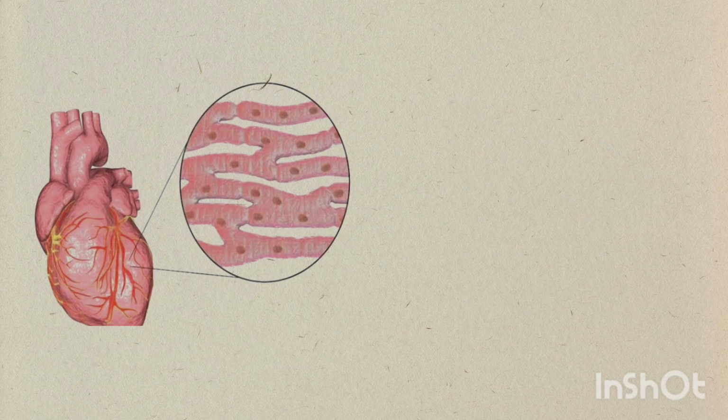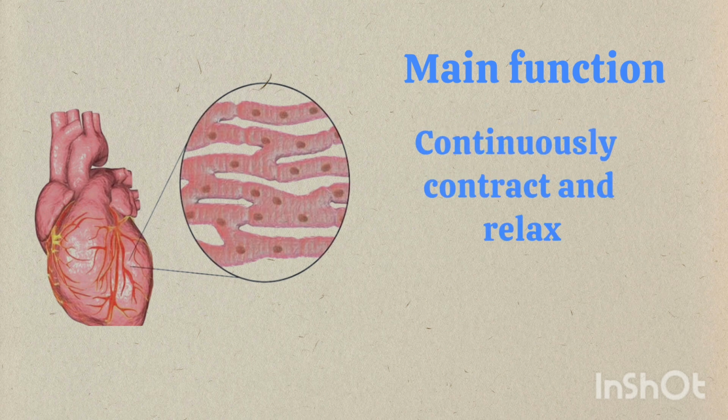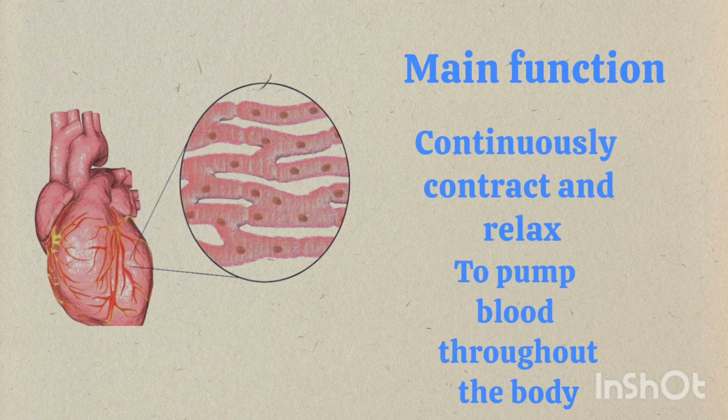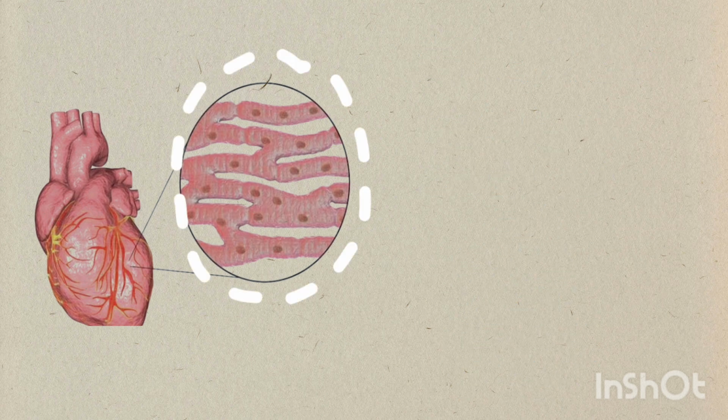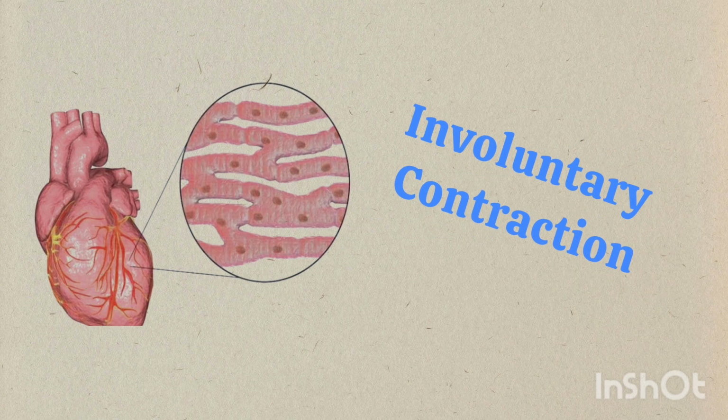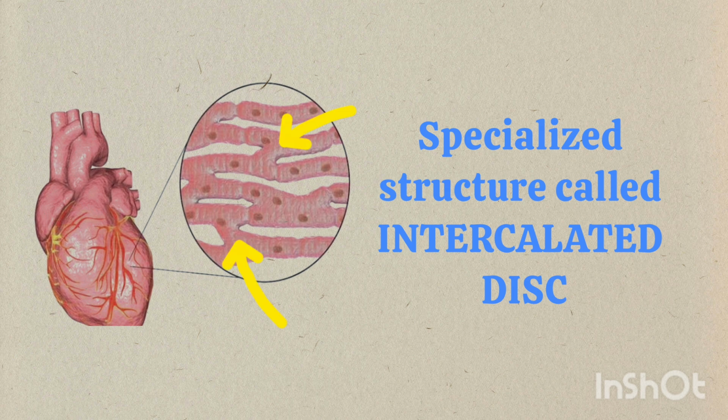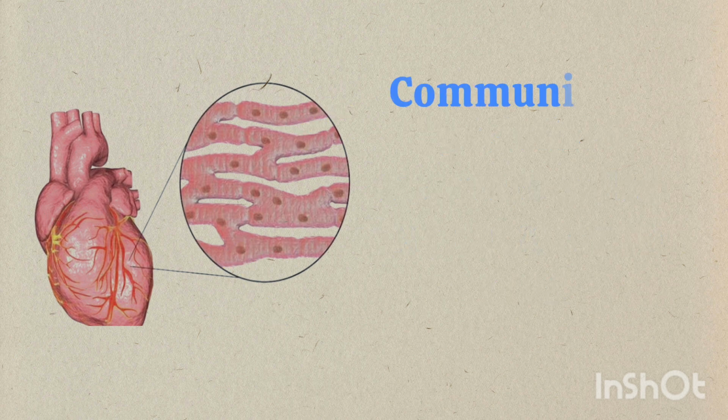Cardiac muscle, as the name suggests, is the muscle found in the heart. Its main function is to continuously contract and relax to pump blood throughout the body. It is also striated, but unlike skeletal muscle, its contraction is involuntary. It also has specialized structures called intercalated discs, which help cardiac muscles communicate and contract together.